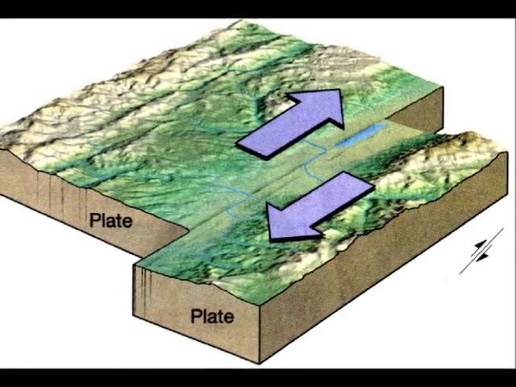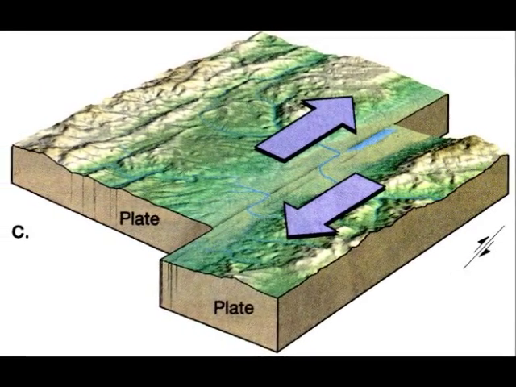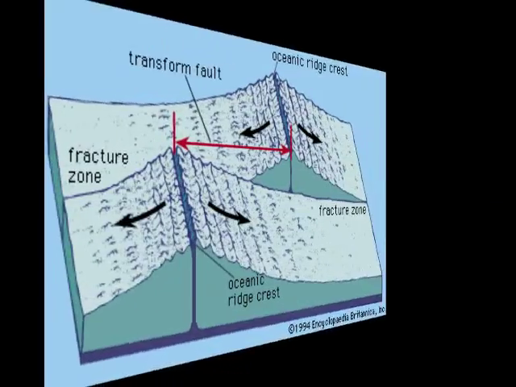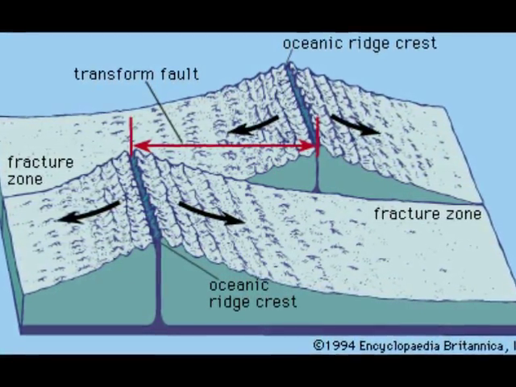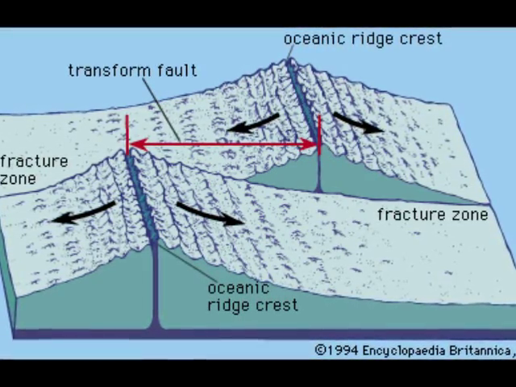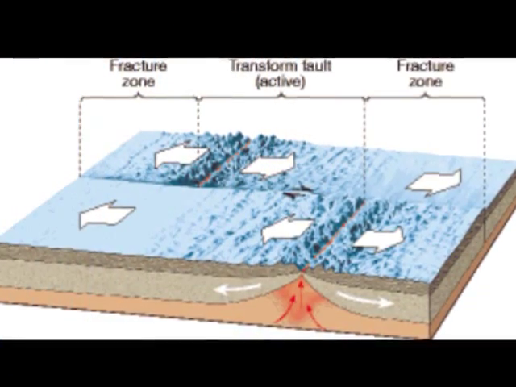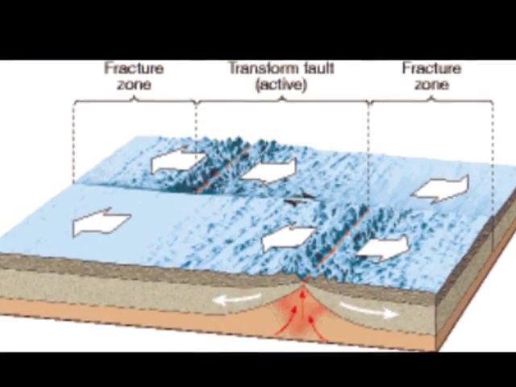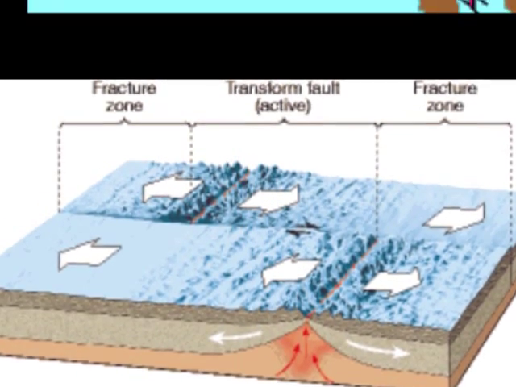Transform boundaries are any two pieces of lithosphere, oceanic or continental, grinding past each other without any damage done. This process most commonly occurs between oceanic and continental lithospheres or oceanic and oceanic lithospheres. In the case of oceanic and oceanic lithospheres particularly, two segments of a mid-ocean ridge conjoin.